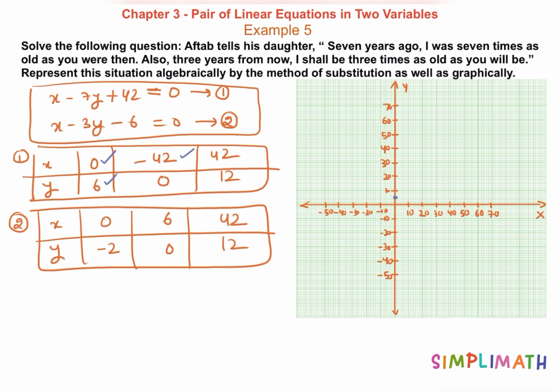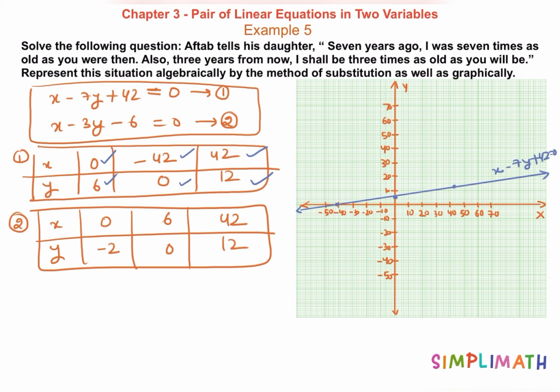For equation 1, when x equals to 0, y equals to 6, so this is this point. When x equals to minus 42, y equals to 0, so it is this point. When x equals to 42, y equals to 12. So it is this point. Now let us connect all the 3 points. So this line is the graph of equation x minus 7y plus 42 equal to 0.